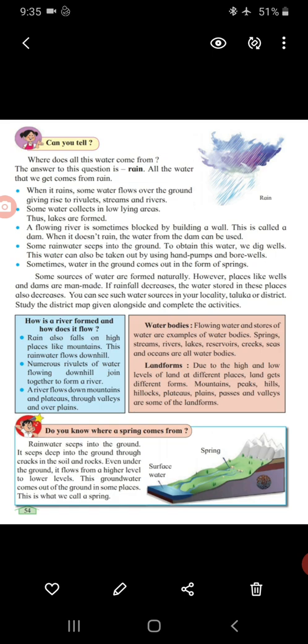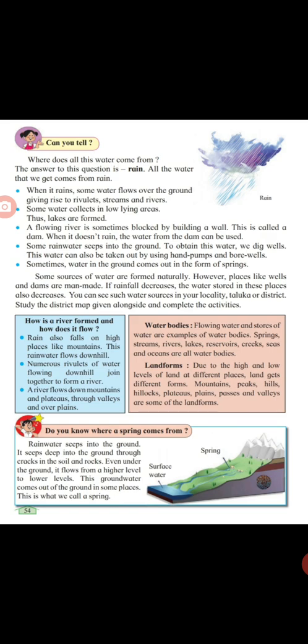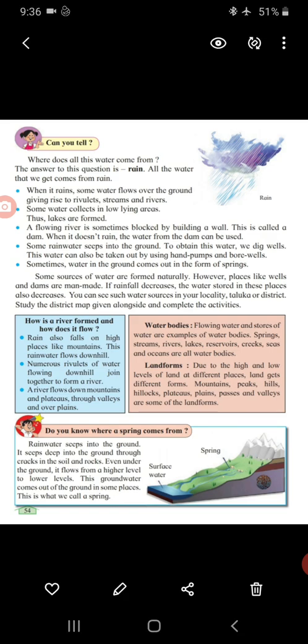So this water goes inside the soil during the rainy season, and after the rainy season it comes outside in some places. Between winter and summer there is a spring season. During that time it comes outside. So that is called a spring.